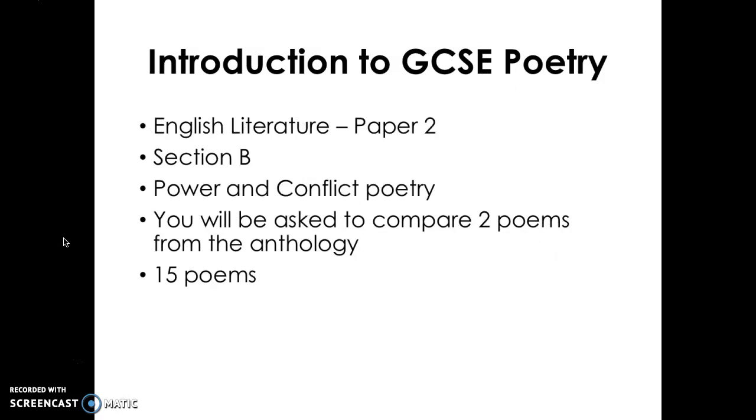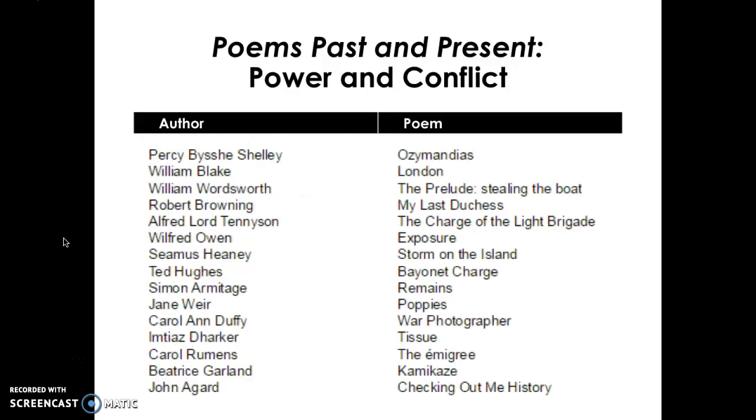So, as an introduction to your GCSE poetry, the poetry forms part of your English literature exam, the second paper, and it's the middle section, section B of that paper. It's one of three sections within that English literature exam. We are going to be focusing on the power and conflict poetry. And within the exam, you will be asked to compare two poems from the anthology, and there are 15 poems in total that we will be looking at. Okay, so it's all power and conflict poetry. There are 15 poems, and when it does come to the exam, you would be asked to compare two of those 15 poems within the question.